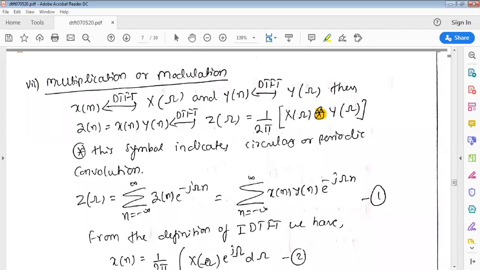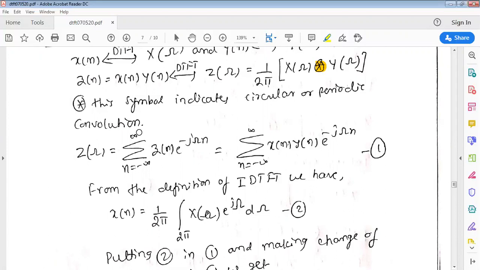Once it becomes a periodic signal, there is no need to evaluate over the entire period. So I will consider only one period, and over one period this convolution is performed, and that is normalized by dividing by 2 pi.